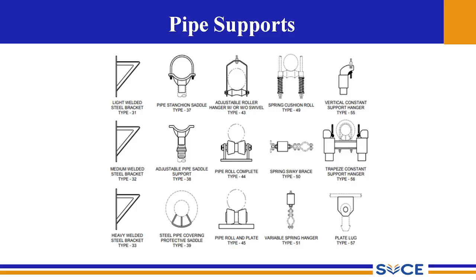Then type 50 is the spring sway brace. This spring device is used for absorbing shock loading and to control the back and forth movement, that is a swaying in the pipe systems.